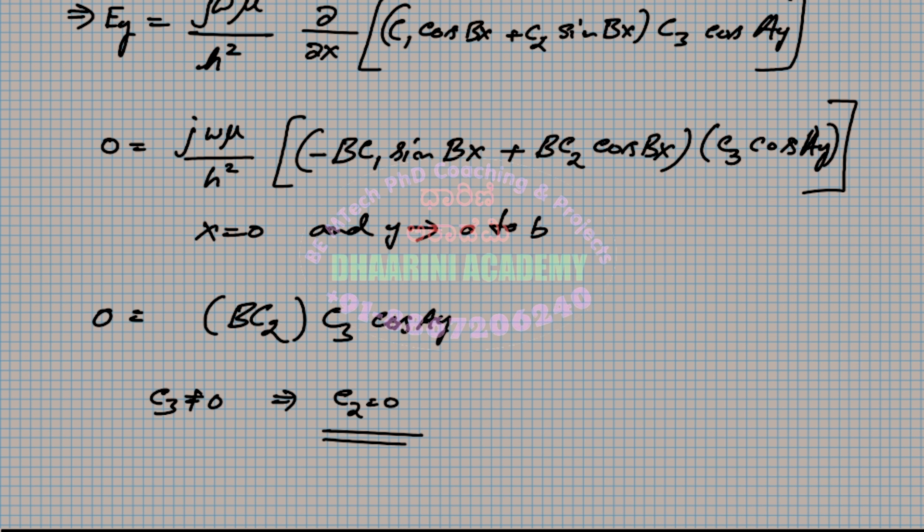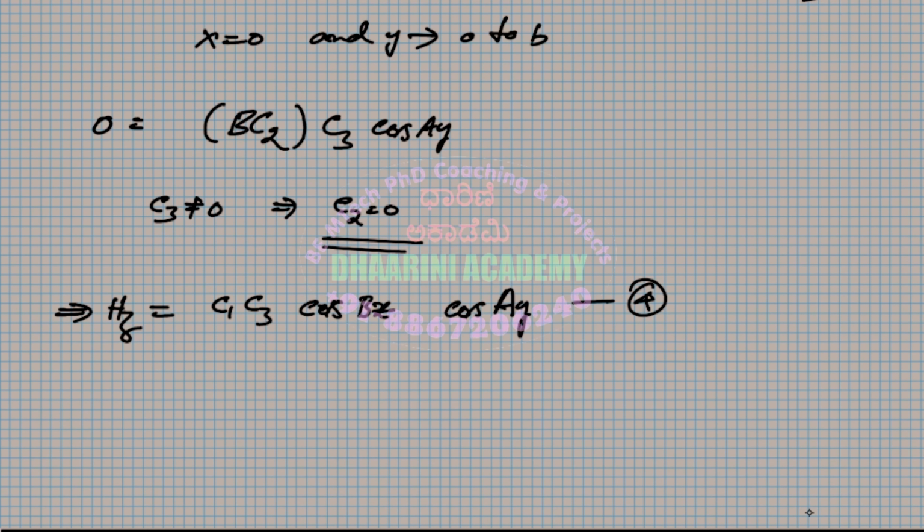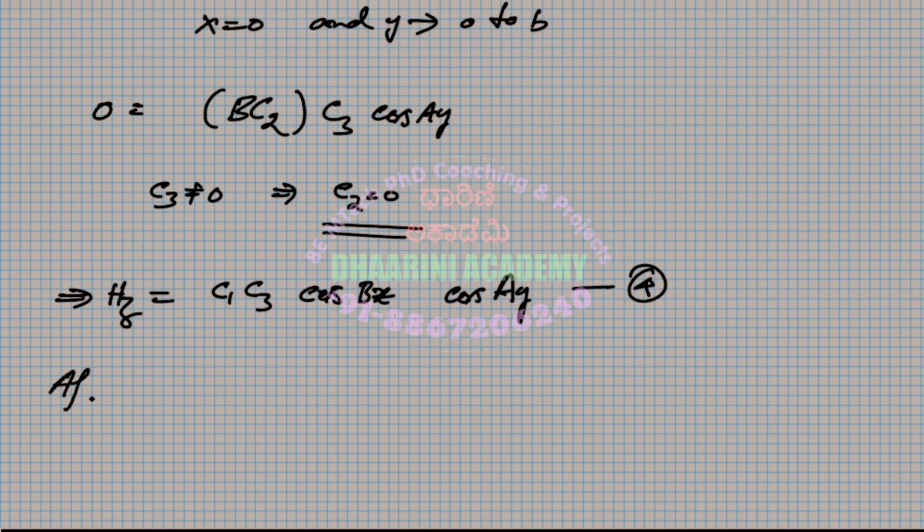Right. Now let us try to update. This implies the HZ component gets updated in the following fashion. HZ is equal to C1, C3, cos Bx, cos Ay. Only these are the terms left over. So let me call this equation number 4. Now I'm going to apply boundary condition number 3.